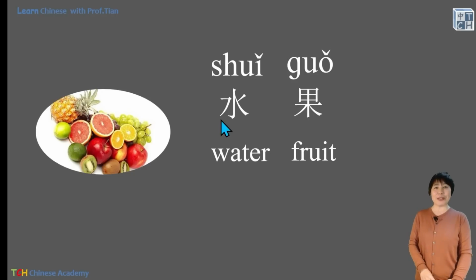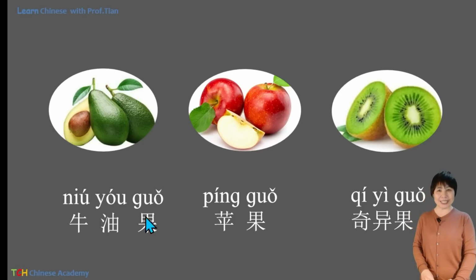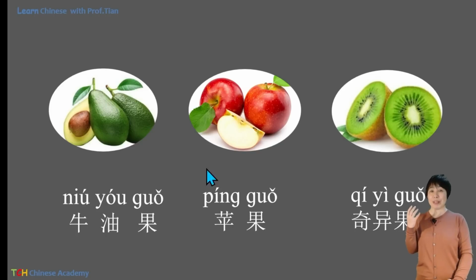Okay, so 水果. Now let's look at the first group. Can you recognize this? How do we say this in Chinese? Yeah, the first one. 牛油果. 牛油 is butter in Chinese. So it tastes like butter, that kind of texture. So we just name it butter fruit. Yeah, 牛油果. And this one is 苹果.